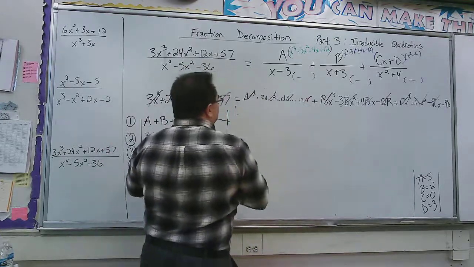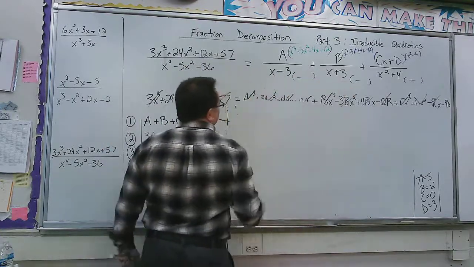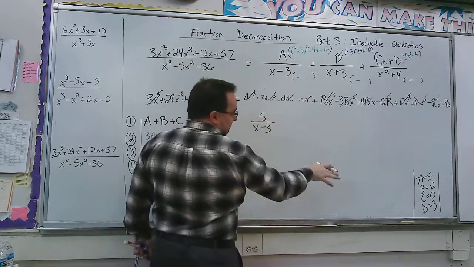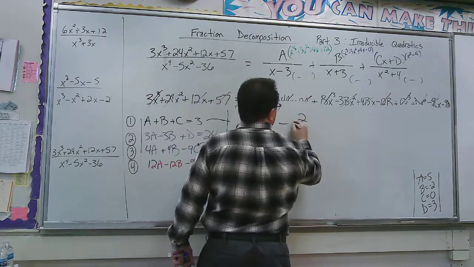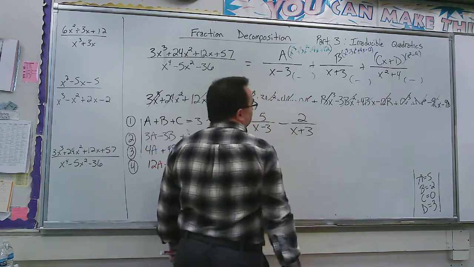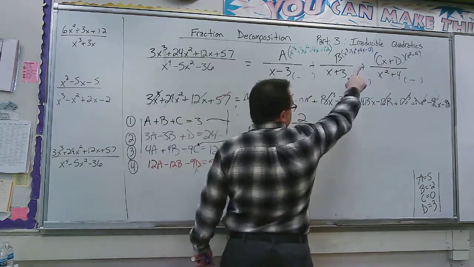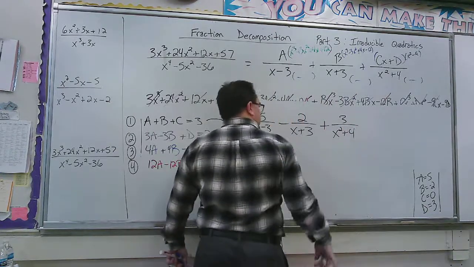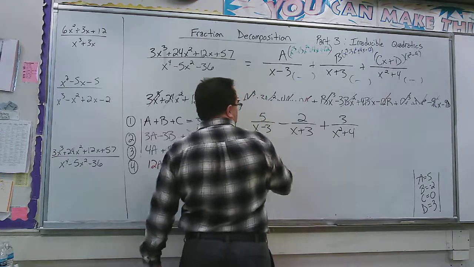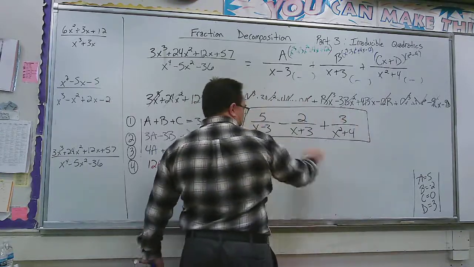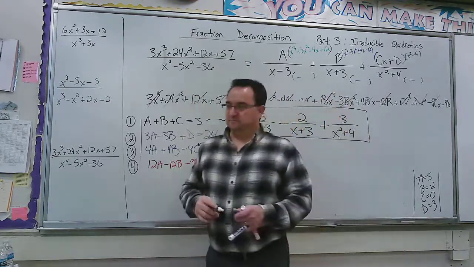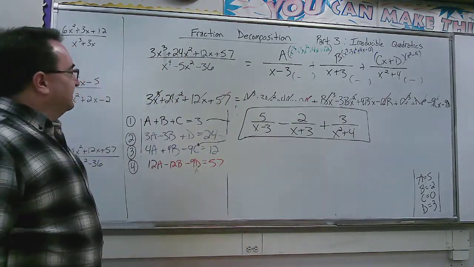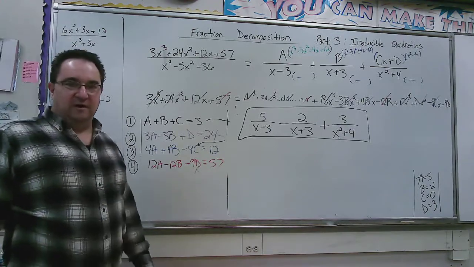So finally, I go back to my original breakdown. A is 5. B is negative 2. C is nothing and D is 3, so that would be 3 over x squared plus 4. See, that could be a linear, but it could also be a constant. You don't have to figure it out. The math will do it for you. All right, thus ends part 3 for fraction decomposition. One more to go. I'll let you play around with that.